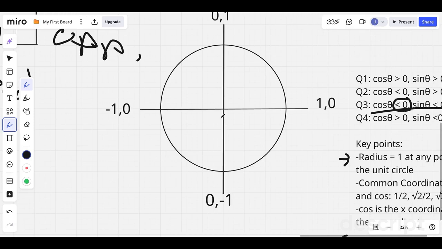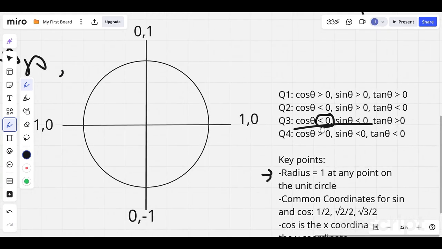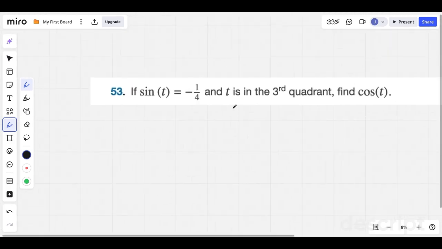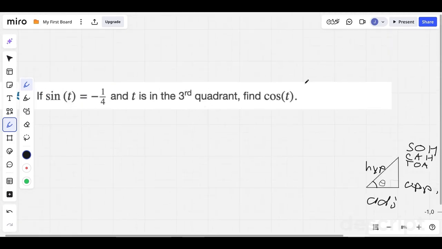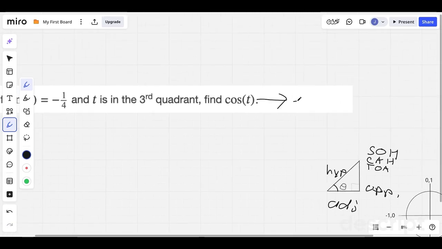Quadrant 3 is this bottom left area of the unit circle, and what you'll notice is that cosine and sine of our angle are going to be negative. So coming back to the question, sine is negative, which checks out. But more importantly, it's going to direct us into the direction of getting our answer. Or in other words, cosine is going to be negative when we get the answer.